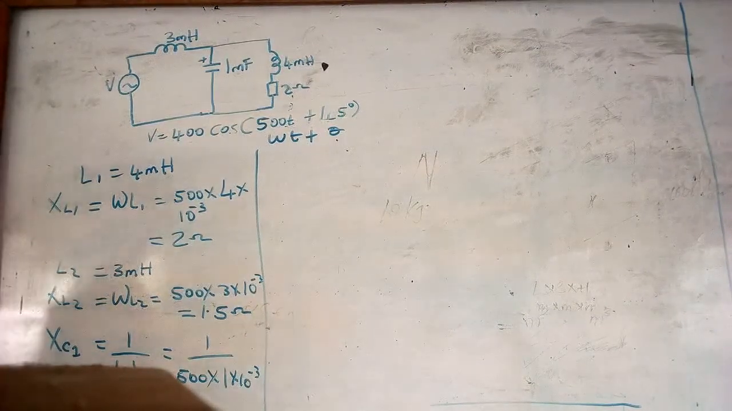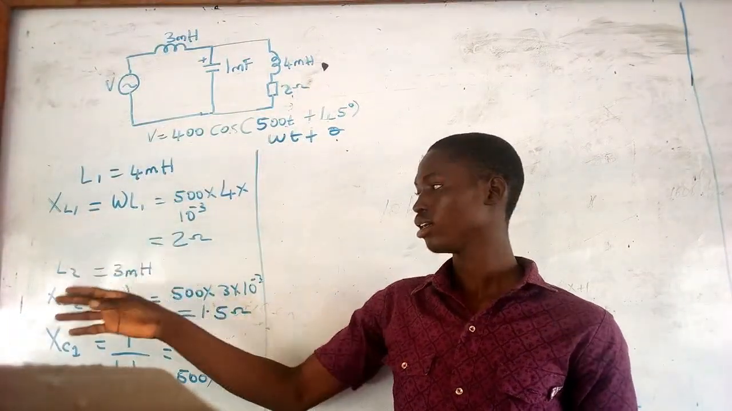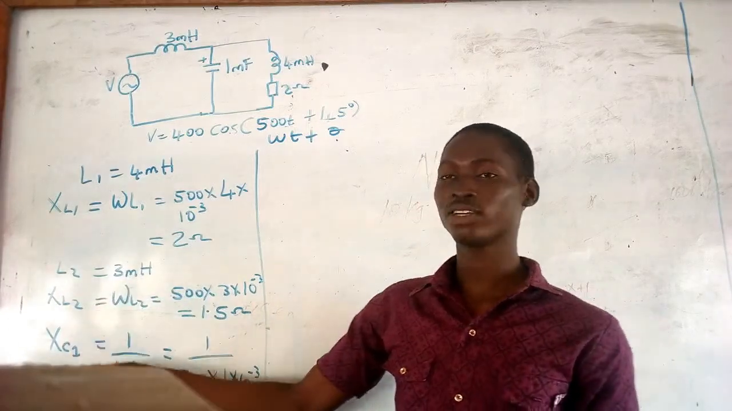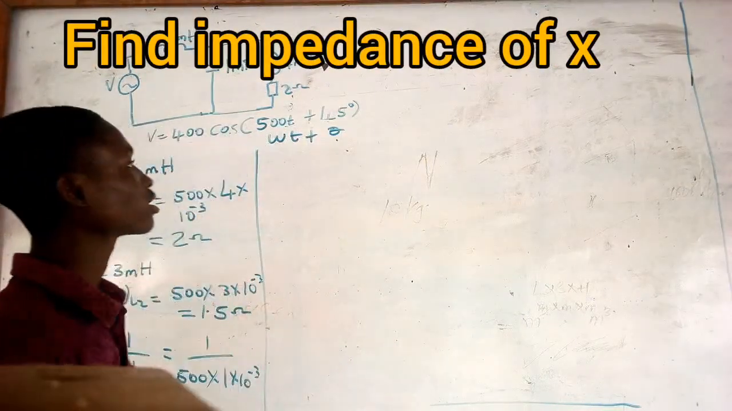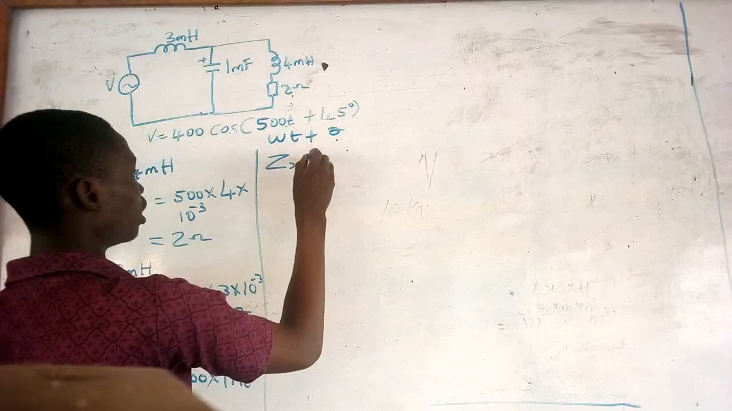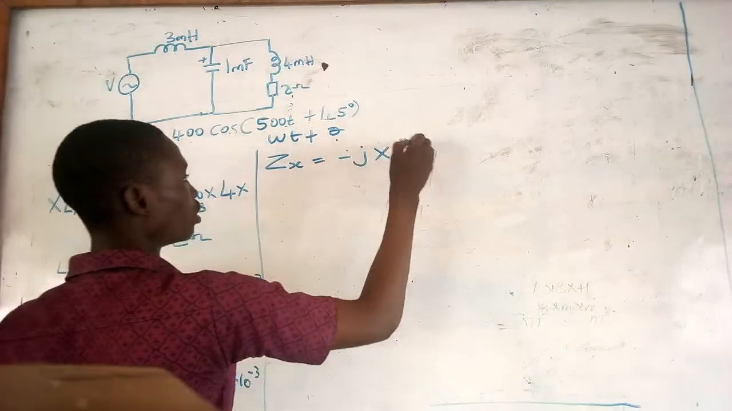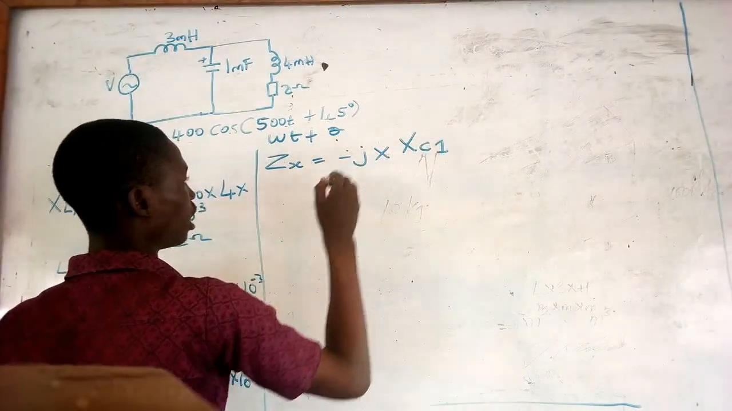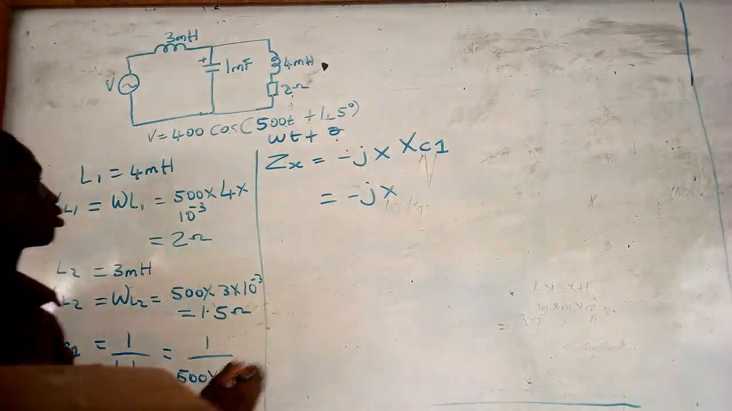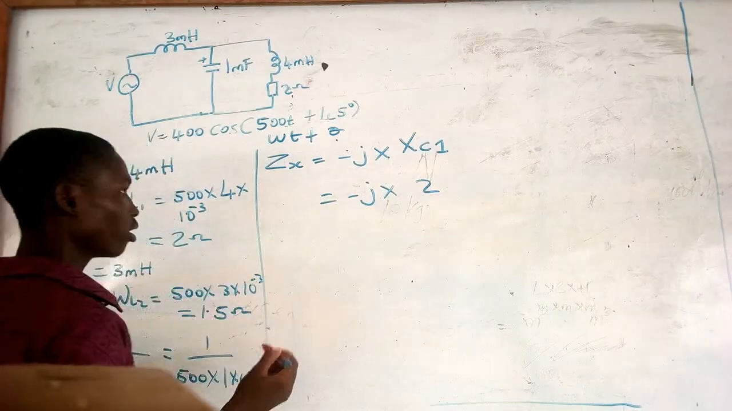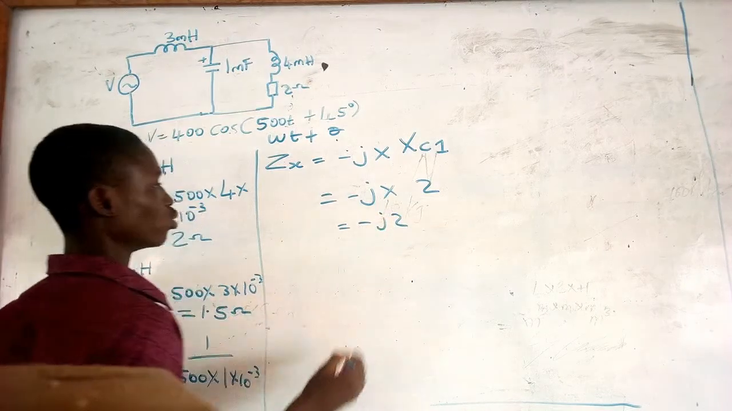Having found the inductive reactance for the primary side, the inductive reactance for the secondary side, and the capacitive reactance, the next thing we should do is find the impedance for S. Impedance ZS is going to be minus j times XC1, and minus j is already there. XC1 is 2 ohms, and minus j times this gives us minus j2 ohms.